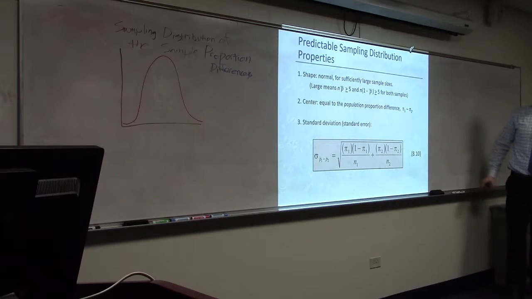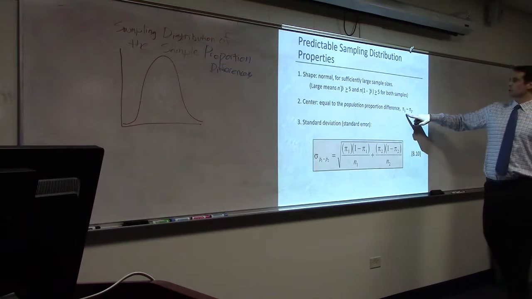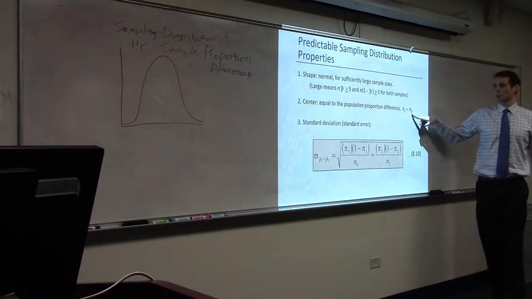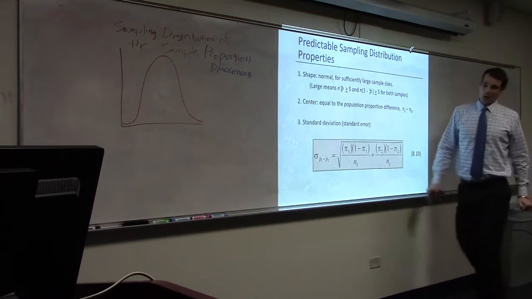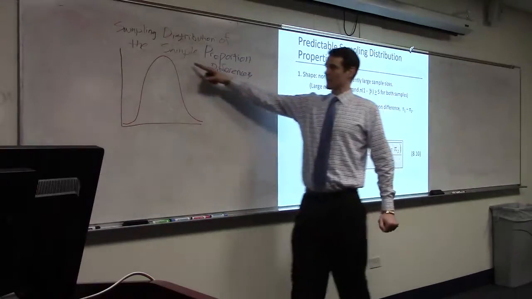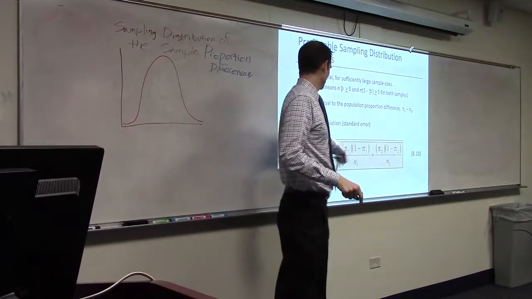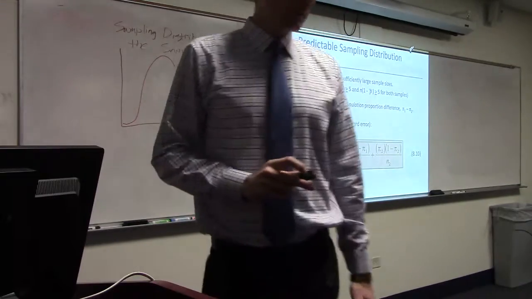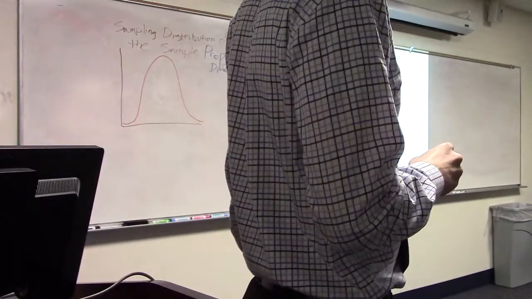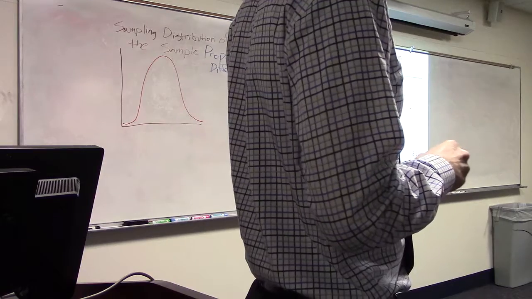The center is equal to the population proportion difference, pi 1 minus pi 2. And we're able to calculate a standard error for this sampling distribution of the sample proportion difference, which is this. I do not know the logic of how all that works together. We can just crunch the numbers.